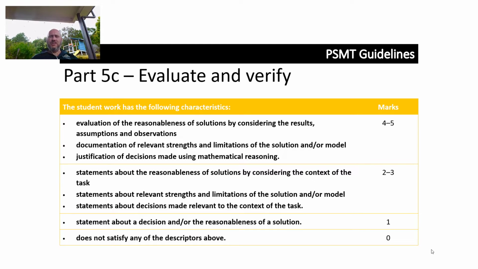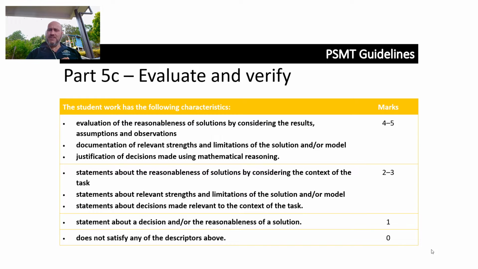Before we do move on to each individual one, let's just have a quick look at the language so we're ready for that discussion. So the first one is evaluate the reasonableness of solutions. The second 2 to 3 band says statements about the reasonableness of solutions. So there's some information there. The first one also includes a reference to assumptions and observations, whereas the second one doesn't. So just keep that in mind as we move forward with this.